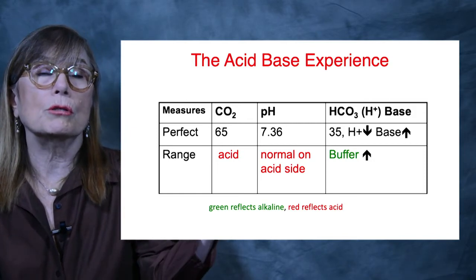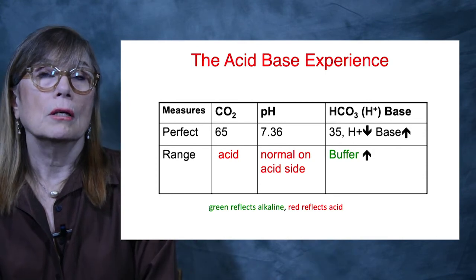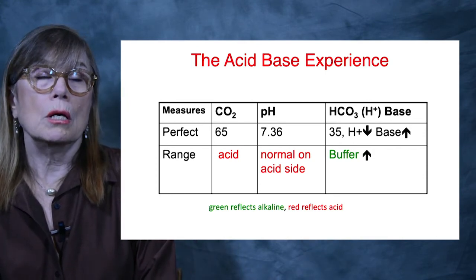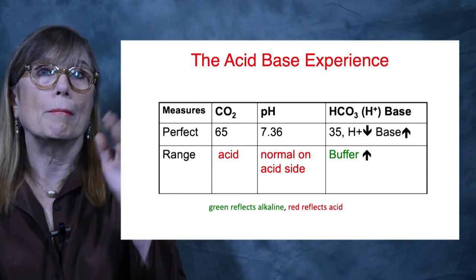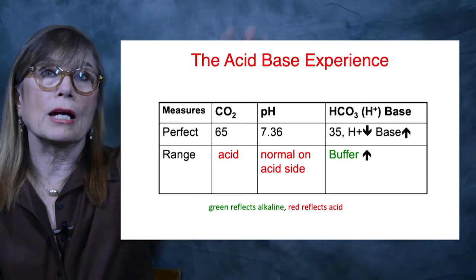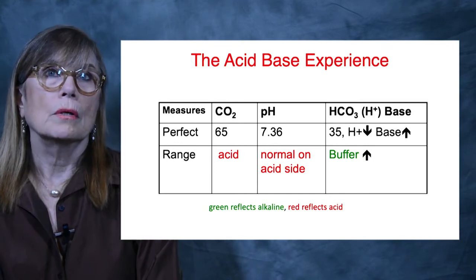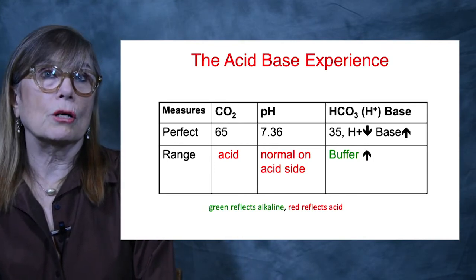So I go to CO2. CO2 is 65. So first and foremost, is that perfect? No. Is it up or down? Up. Is it inside or outside range? Outside range. And my pH is down. So I have respiratory acidosis.